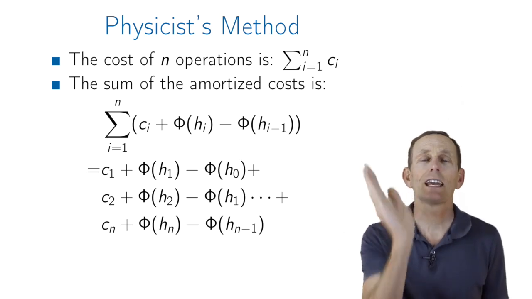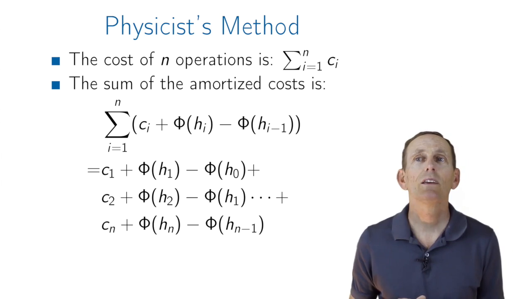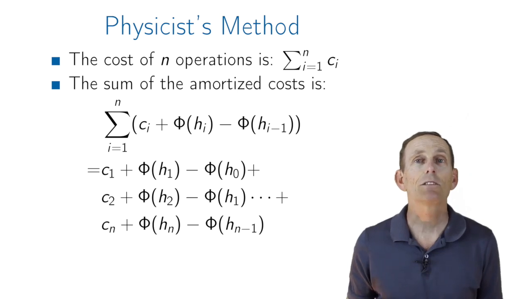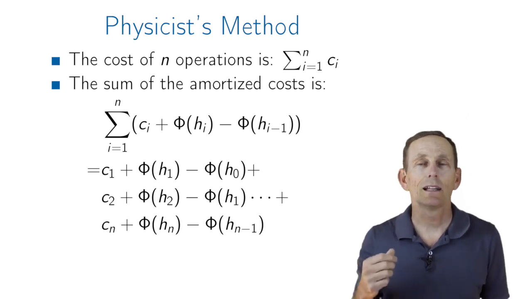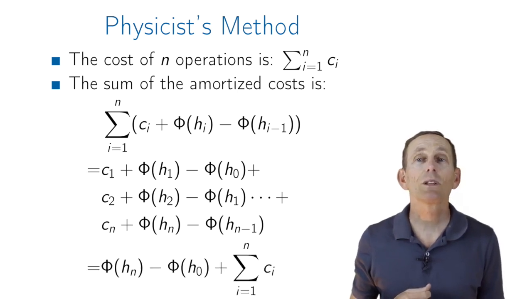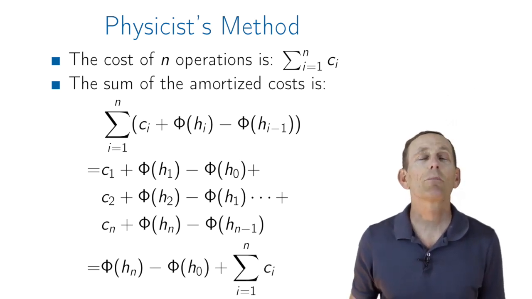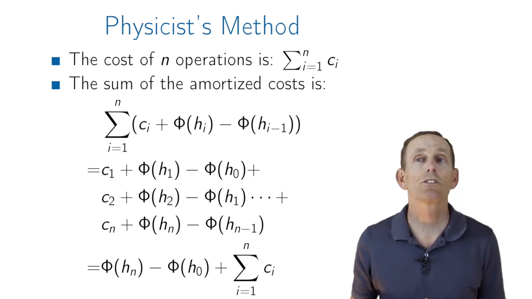So we have all these cancellations, and all we're left with is the very first term, negative phi of h sub 0, and the very last term in the last line, which is phi of h sub n. So this really just equals phi of h sub n minus phi of h sub 0, because all the other phis cancel, plus the summation from i equals 1 to n of c sub i. That is the true cost.